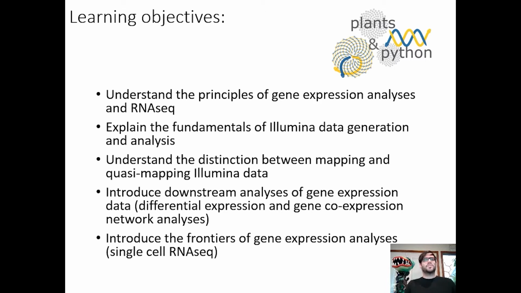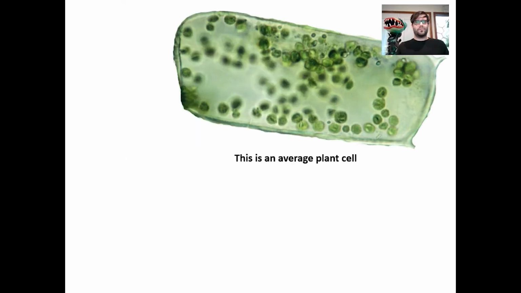I'll introduce the downstream analyses of gene expression. So this would primarily include differential gene expression, gene co-expression network analyses, and also some systems biology and some modeling machine learning type approaches. And at the end, we'll introduce the frontiers of gene expression analyses in plants, which is single-cell RNA-seq. So this is an average plant cell.